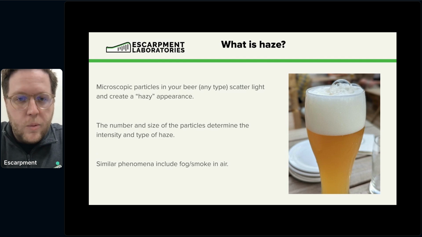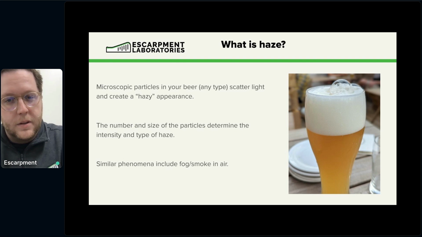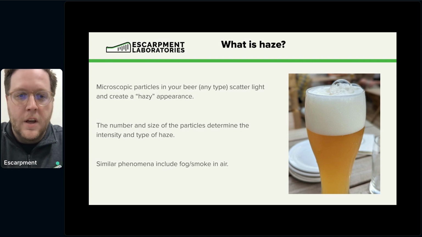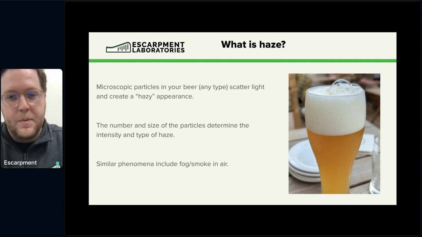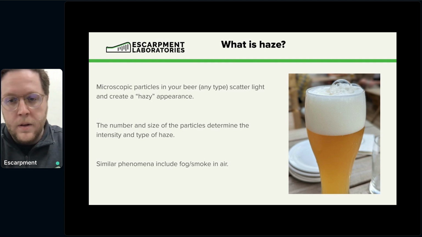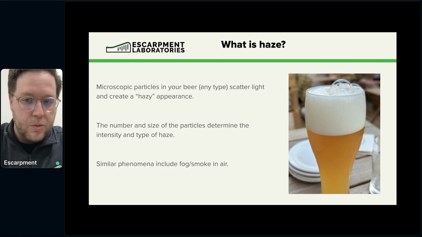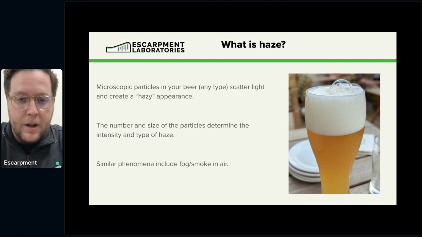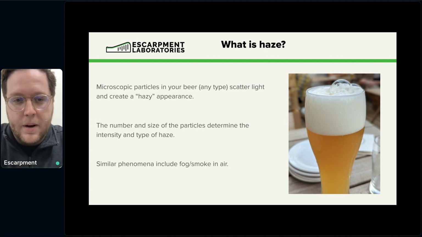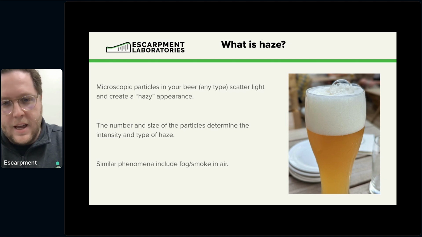Okay. So what is haze? We're going to try to keep it simple. Haze is any microscopic particle that's in your beer. So any type of microscopic particle, could be protein, could be yeast, that scatters light and creates a hazy appearance. That's what's going on with haze. You have particles inside that liquid that light is bouncing off, so the light cannot pass through the beer. And that creates what looks to us like haze, right? Light is bouncing off those particles. It's not transmitting through that beer, and it appears to us as haze.